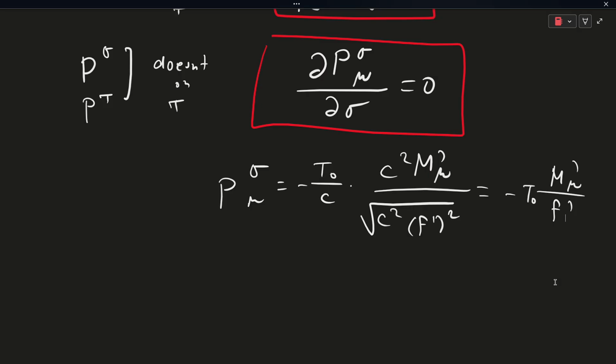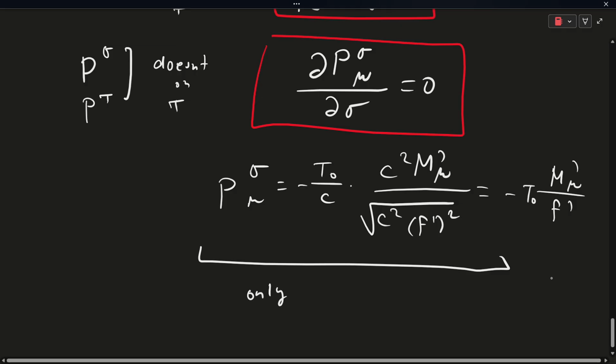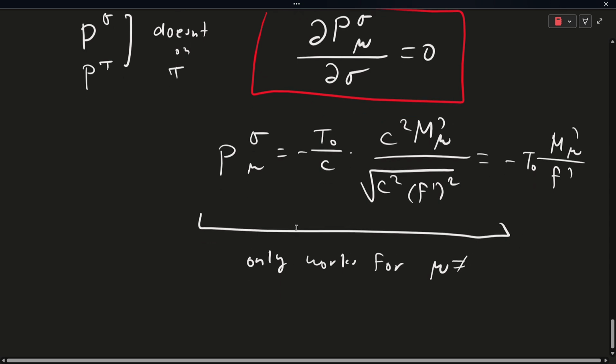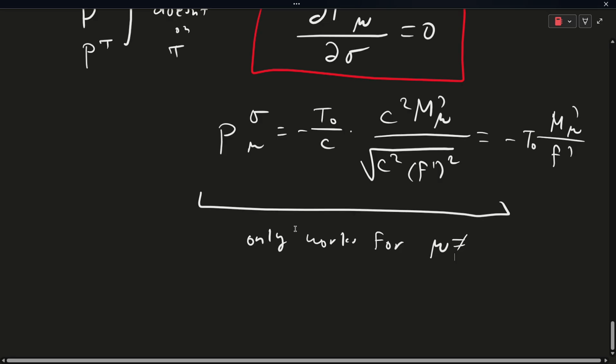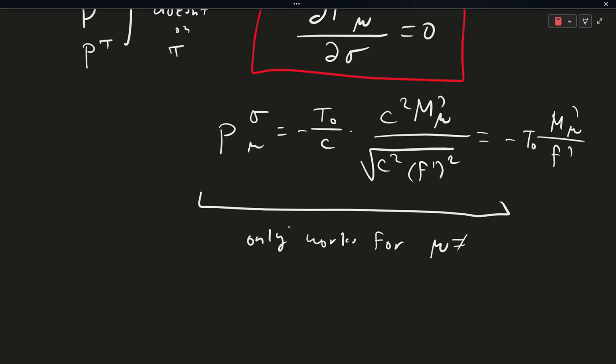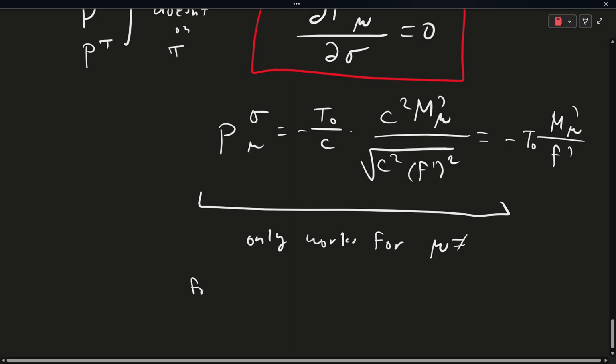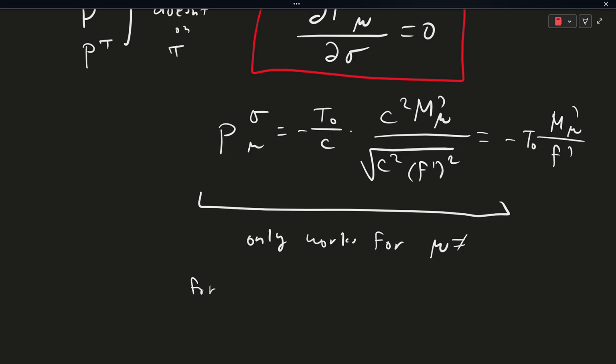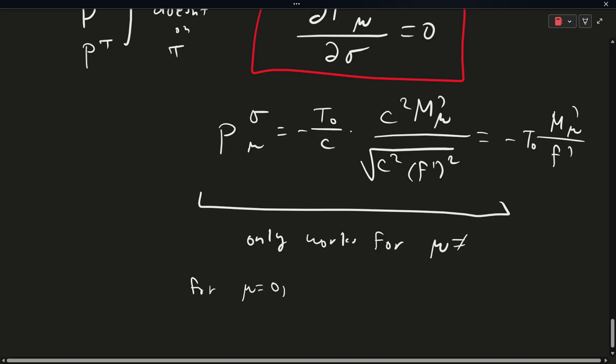So this expression over here only works for mu not equal to 0. If it's not equal to 0, I would require that my boundary condition would satisfy the free boundary condition. So for mu equals 0, I would require that p sigma 0 would be equal to 0.